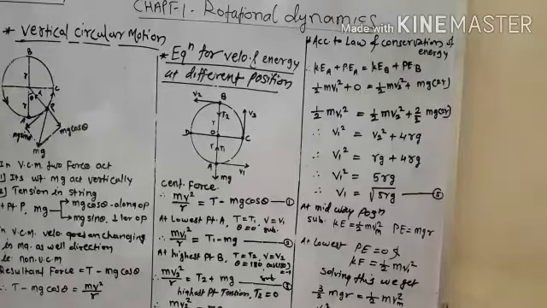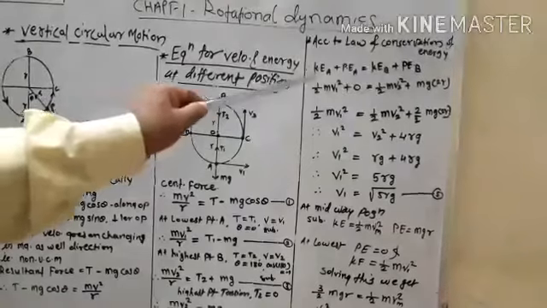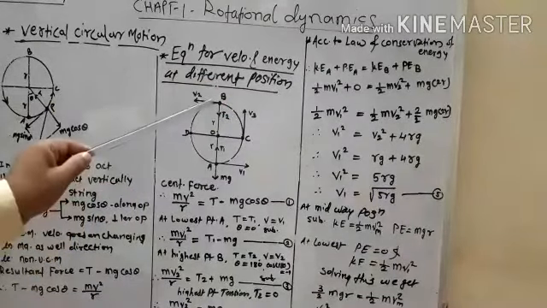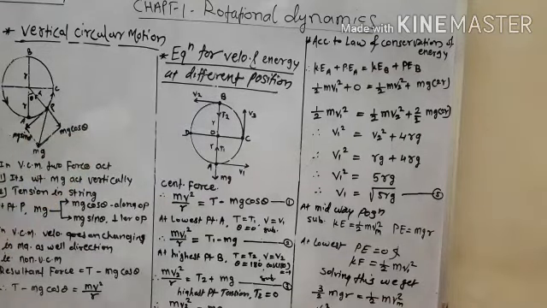So that we can use this law of conservation of energy. By using this, the kinetic energy at point A plus potential energy at point A is equal to kinetic energy at point B plus potential energy at point B. We can use this relation by using the law of conservation of energy.